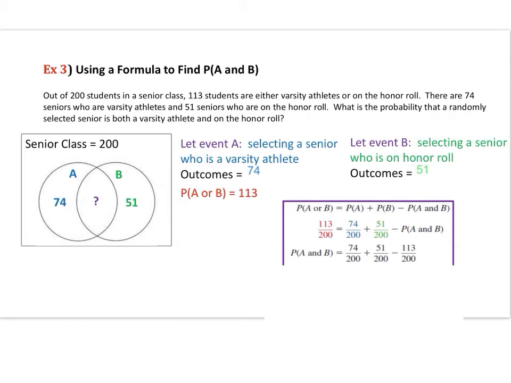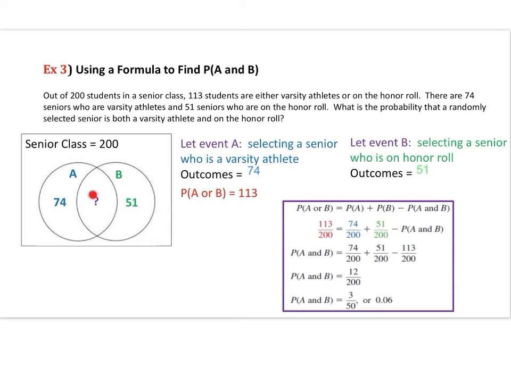So now we have all our fractions on the same side with the same denominator, so you combine the numerators to be 12 out of 200. Simplify your fraction completely, always. So 3 out of 50 is the probability of A and B. So that's the question mark right here. It'll be 12 to fill our question mark. That's the overlapping number. So that is decimal 0.06.